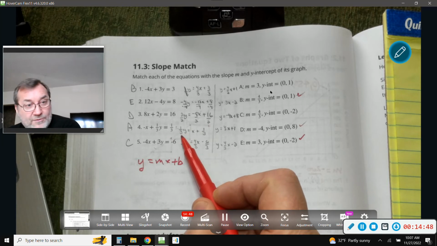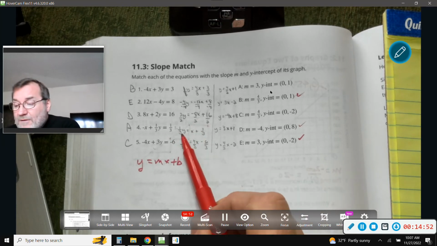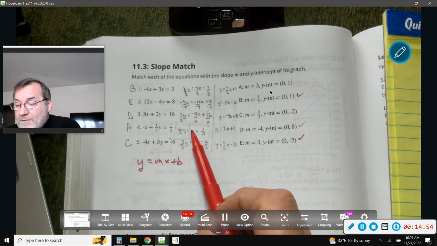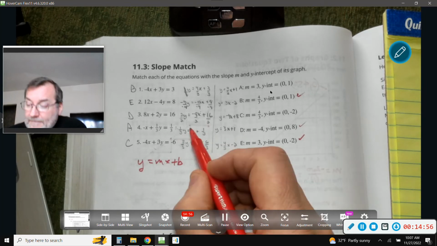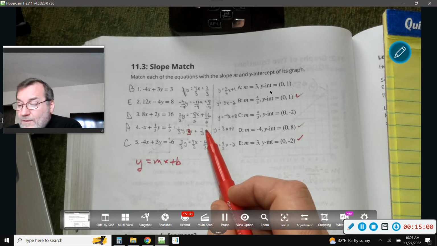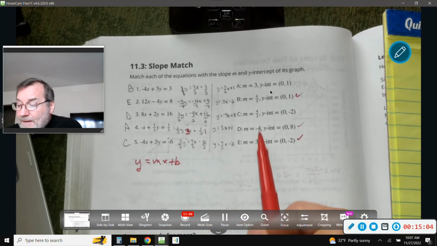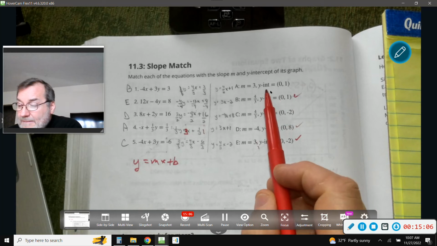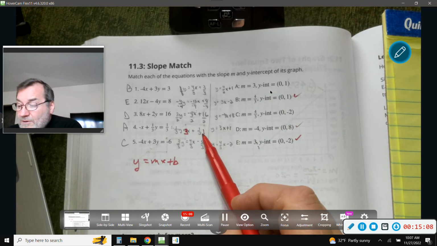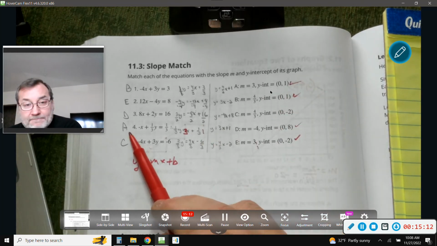How do you undo divide by 3? Well, you multiply by 3. So you multiply everything by 3. So that becomes a y, that becomes a 3x, and then 1/3 becomes a 1. Okay, so where's that at? I need a slope of 3. I got 2 of them. That was already taken. And then a y-intercept is 0, 1. Well, there it is. So that one will be A.